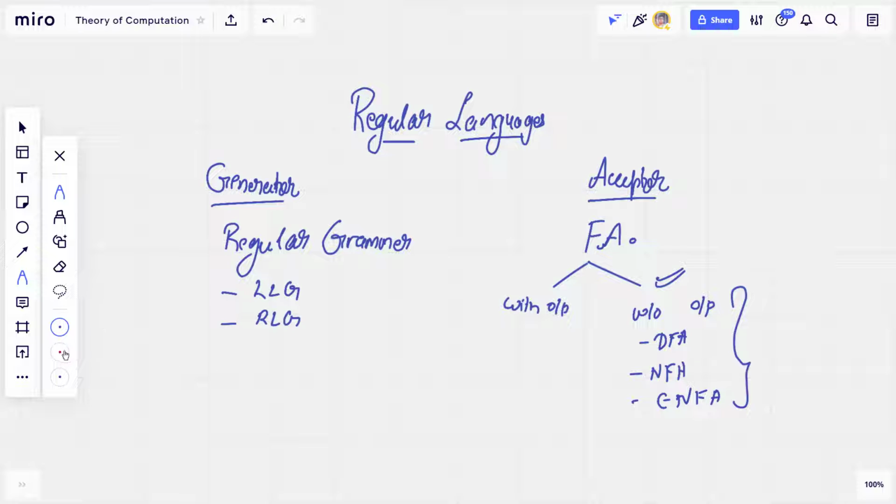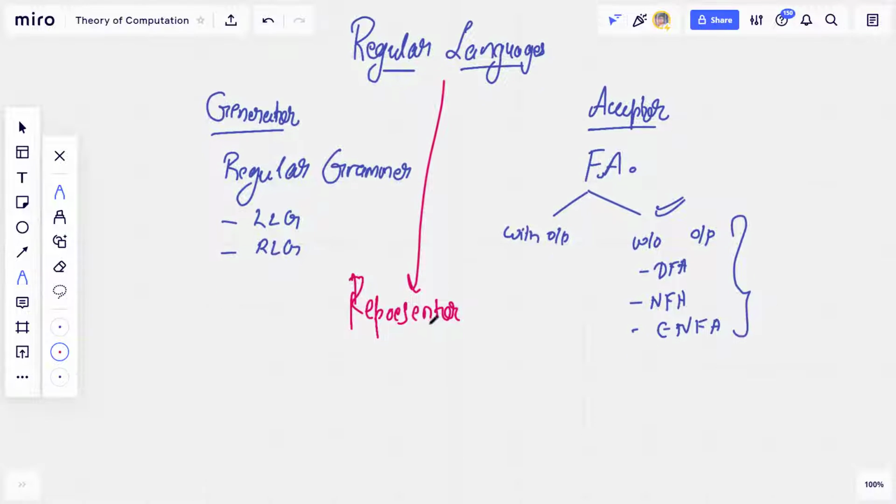Cool. Then we have something I call a representator. Not all languages have these representators. Only regular languages have them. Now, what are these representators? It's simply a mathematical expression that describes the language.